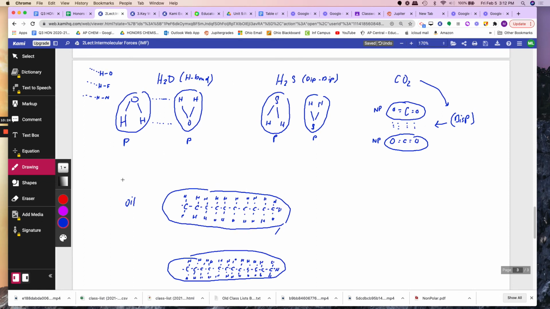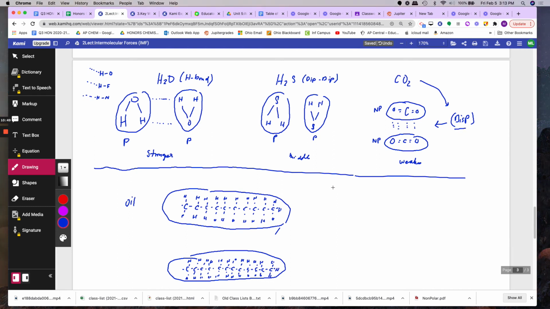Now, when I tell you which bond is the strongest in the top three? The top three, this hydrogen bonding will be the strongest. And dispersion would be the weakest. And this would be in the middle. Okay? Now, does that mean dispersion force is weak? Not necessarily. Dispersion force could be very strong. Okay? If the molecule is huge.